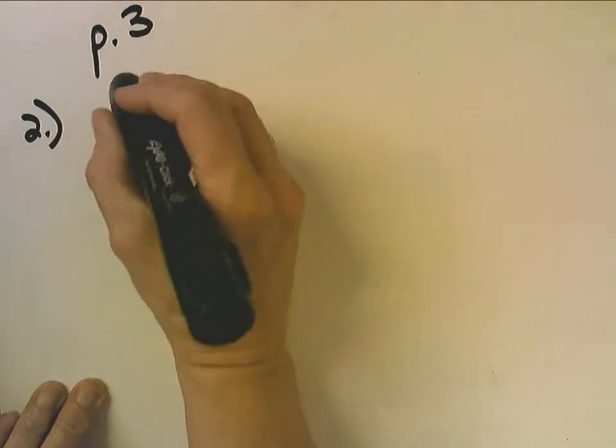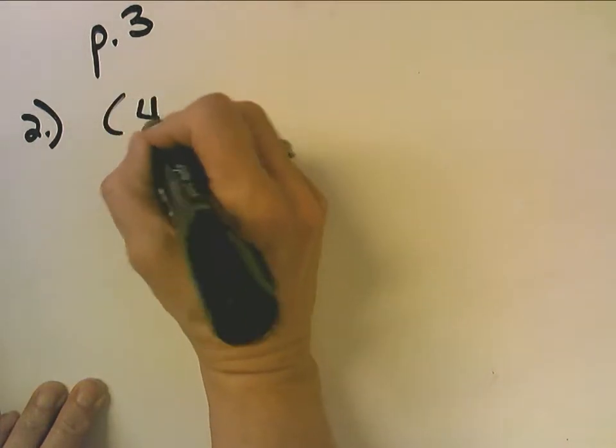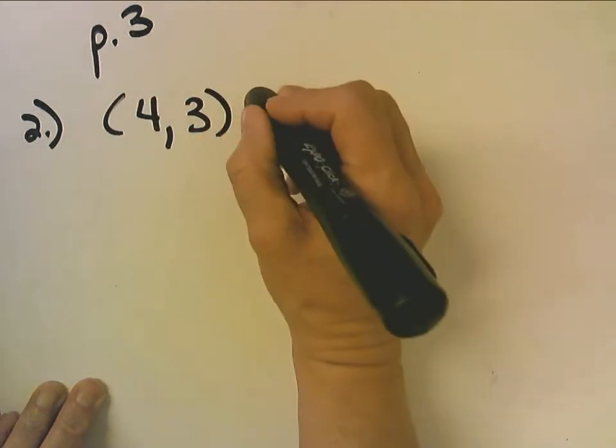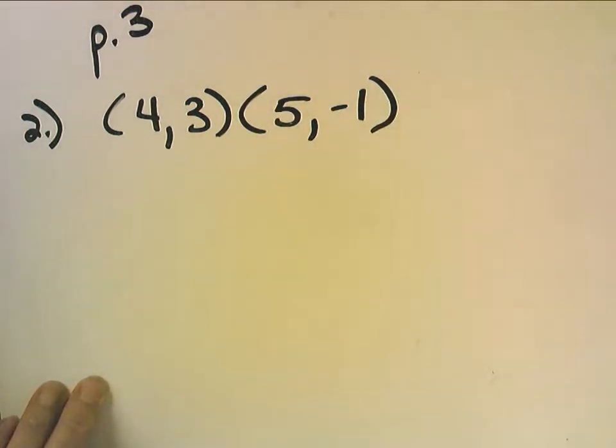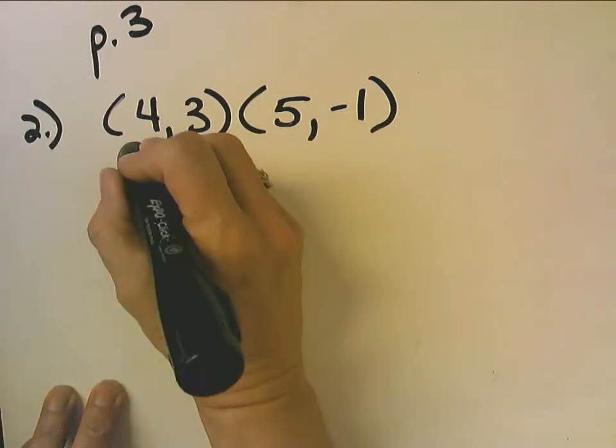Okay, we are going to go over how to use the slope formula. So looking at page 3 in your 4.4 to 4.5 packet, number 2 tells you to find the slope of the line that passes through the points (4, 3) and (5, -1). So the first thing we do is we label each point.